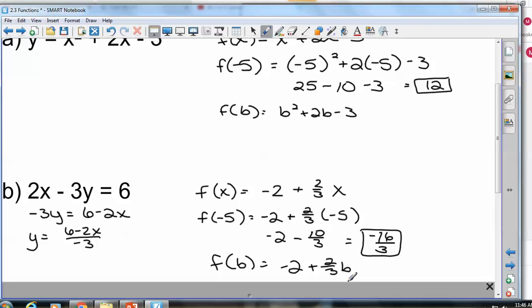All right, so that's all of our function notation. Are there any questions about that stuff or anything else you want, anything you need more examples?